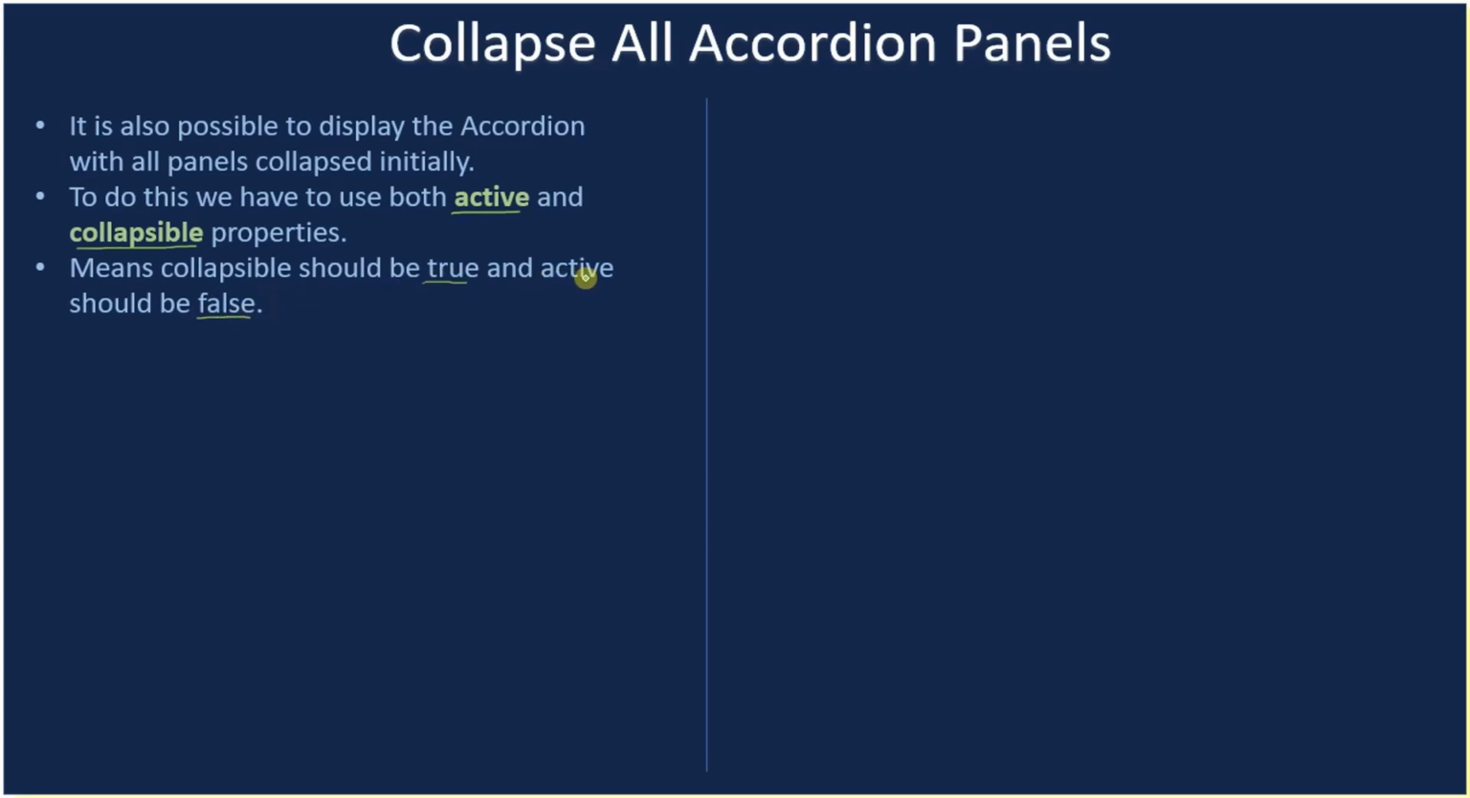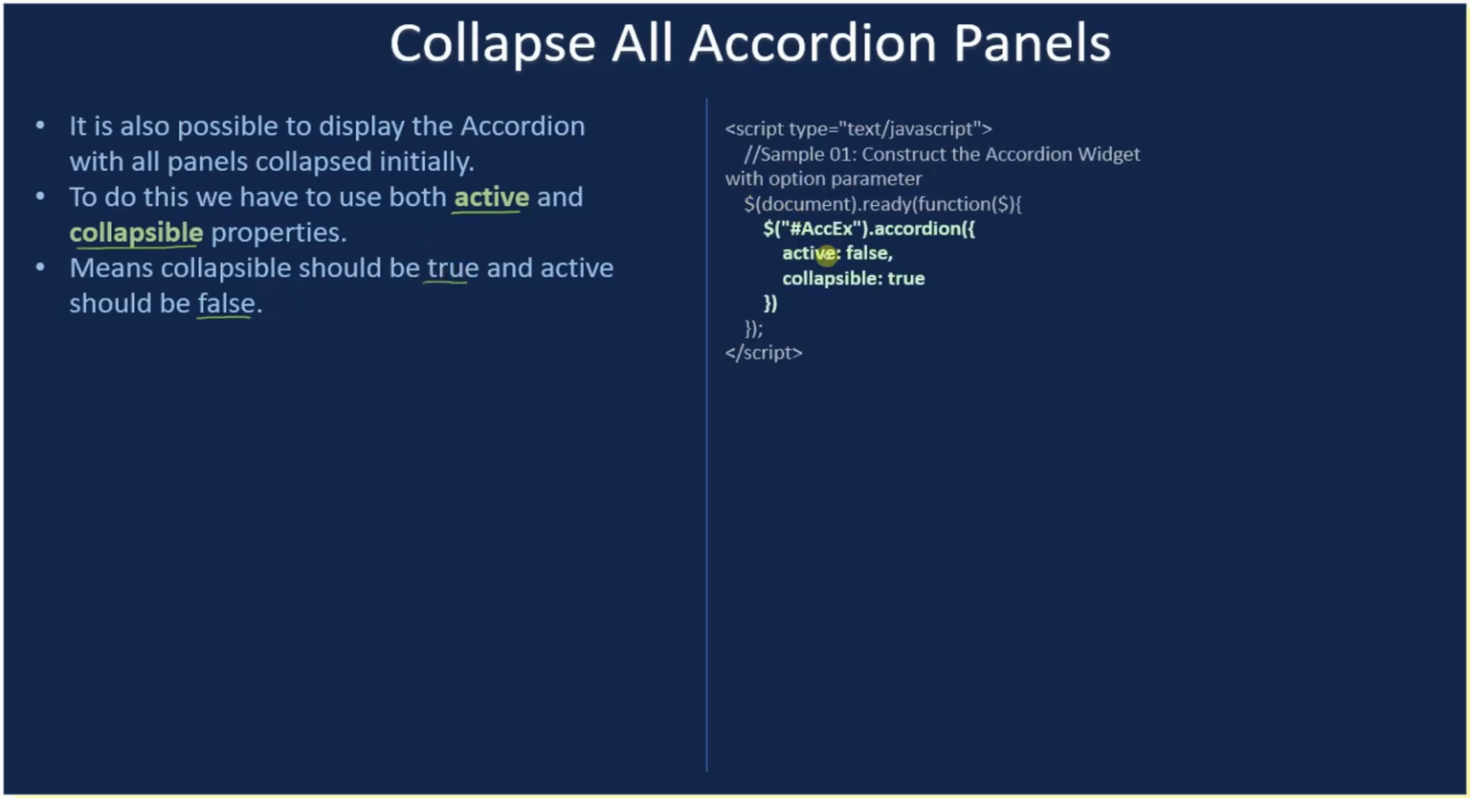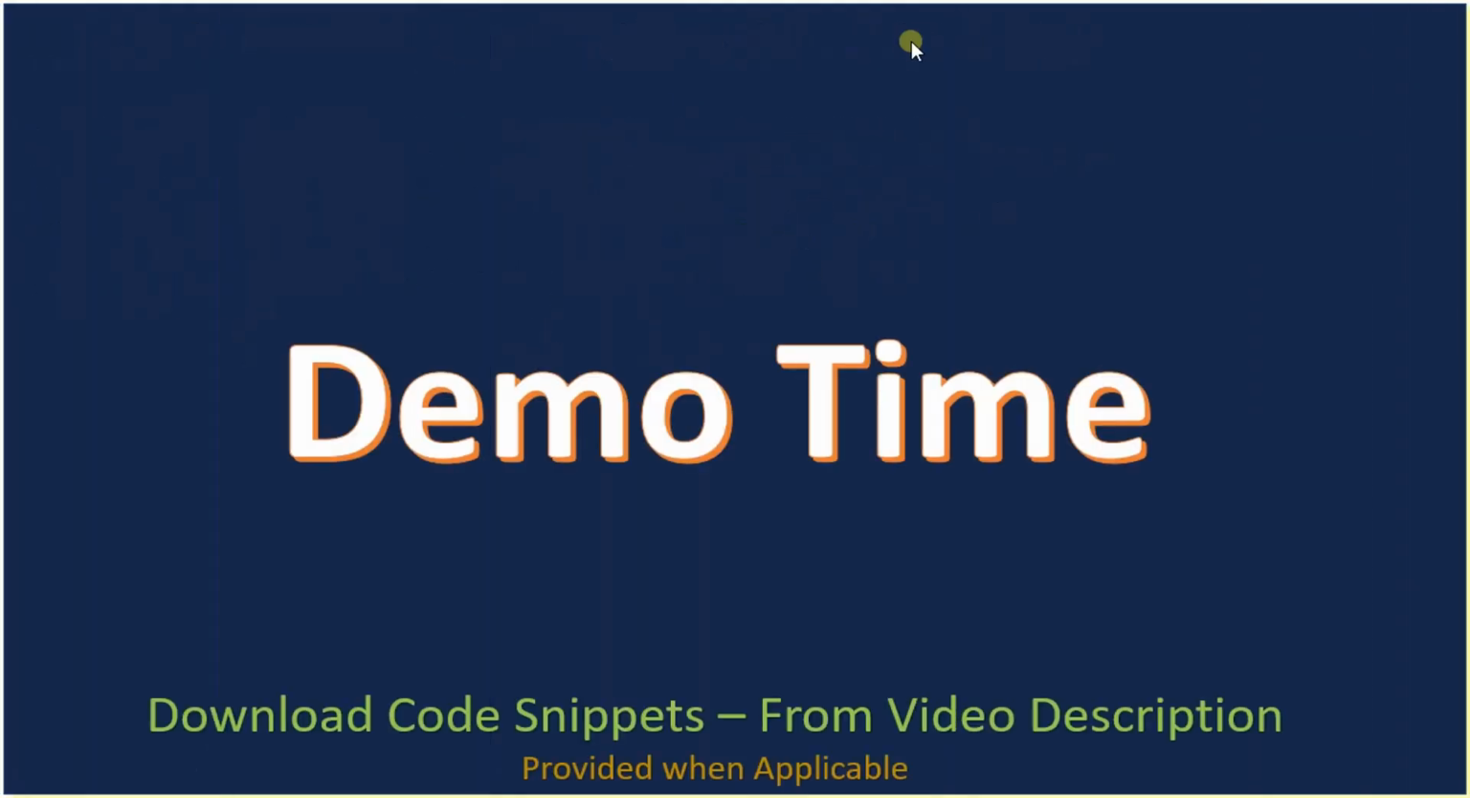Usually to the active property, we will specify a panel number, right? Panel index. But if you set it false, then no panel is active. And here we are stating the collapsible property as true. So these are all the properties we are using this time. Active is false and collapsible as true. Now let's see the behavior.